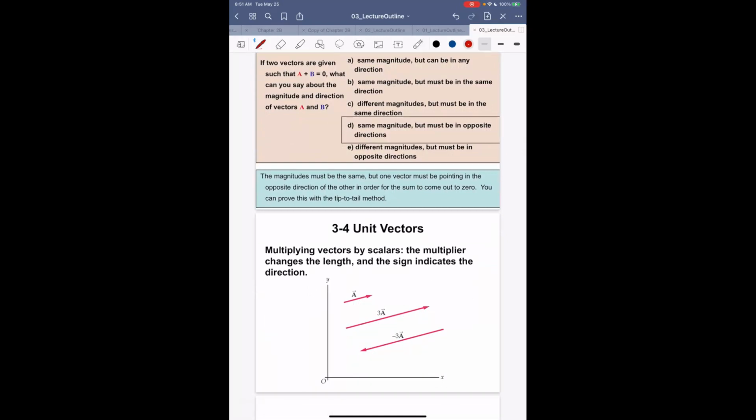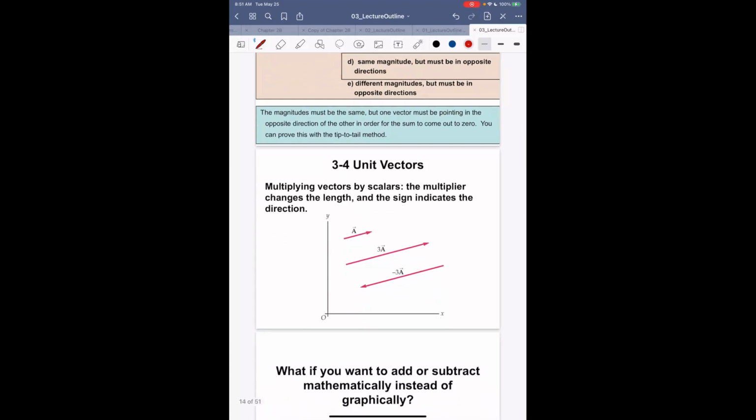Now I will say also we're going to learn something about unit vectors, and then I will say multiplying a vector by a scalar is going to either enlarge it or reduce it. Okay, then if you are multiplying by 5, it's going to be 5 times as big. If you are multiplying by 1/2, you're going to reduce it to 0.5. If you multiply by a negative number, you are going to reverse the direction.